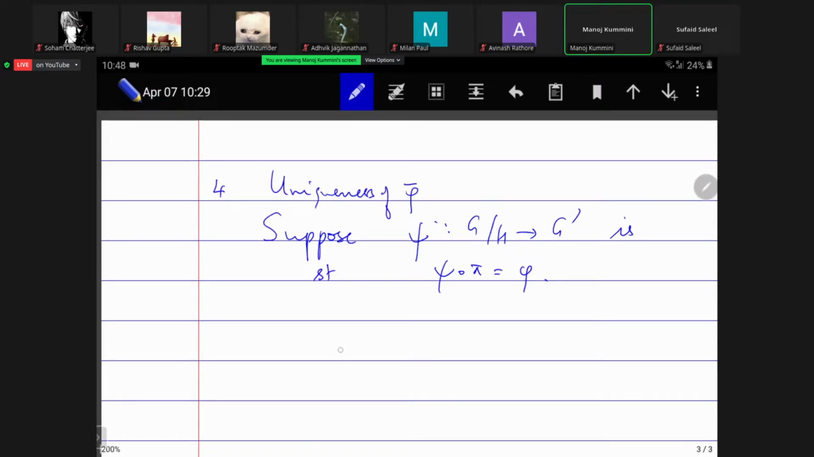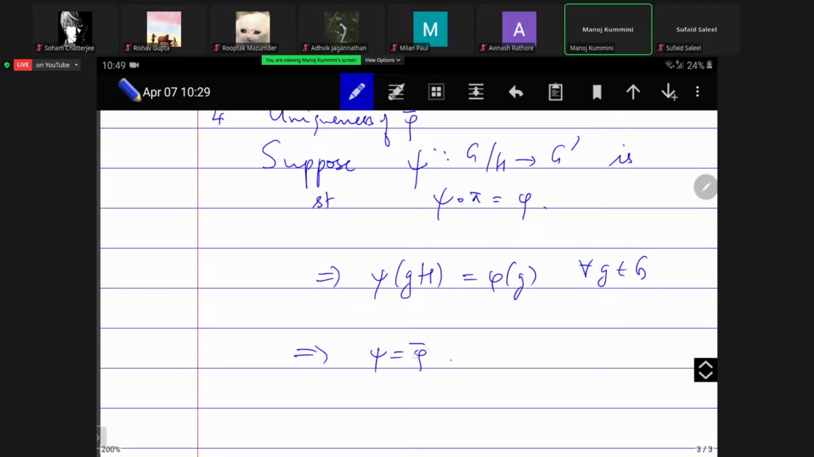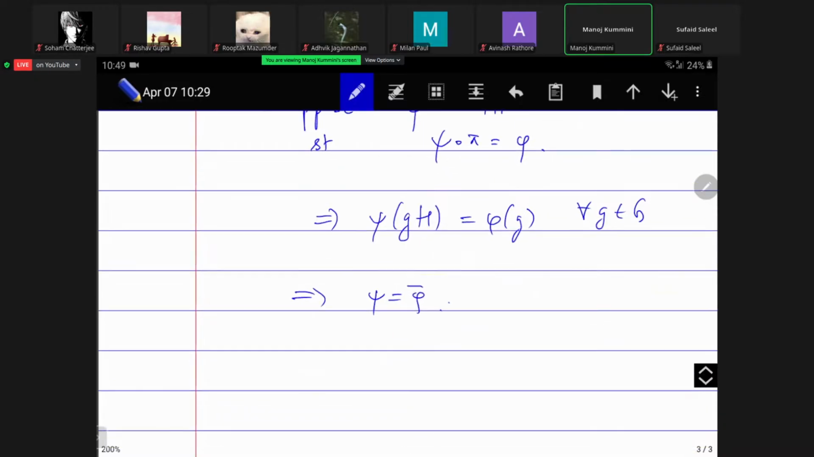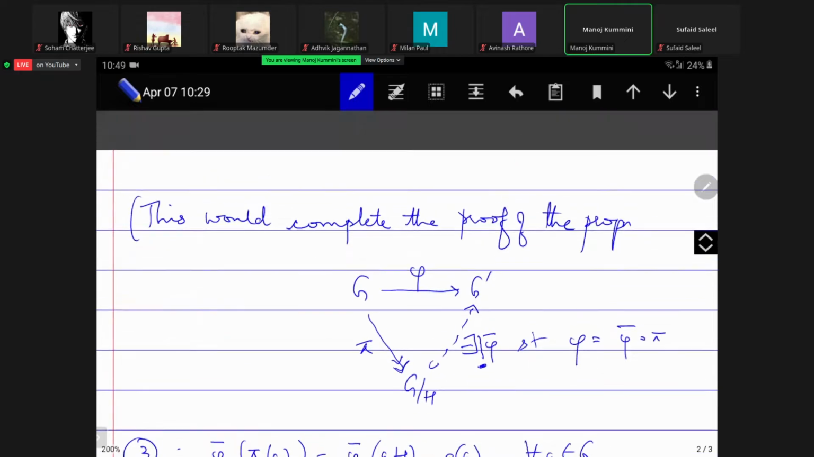So this implies that psi of gH is equal to phi of g for all g inside G, which actually implies that psi equals phi bar, right? Because that's exactly the definition of phi bar. So again, this is also done at the level of functions, not at the level of group homomorphisms. So this concludes the proof of the existence of such a map.